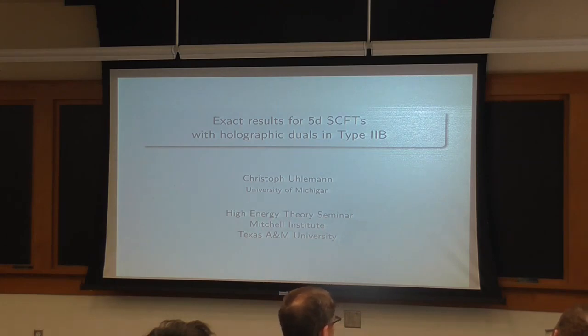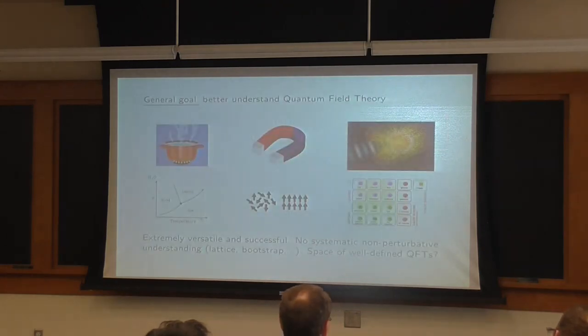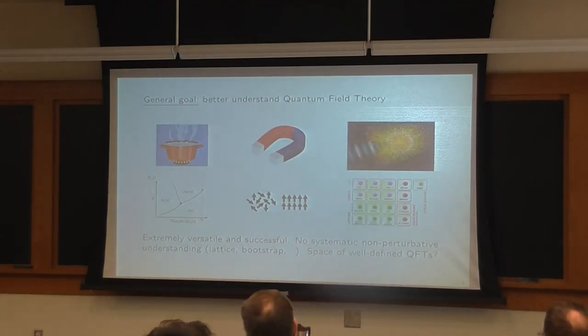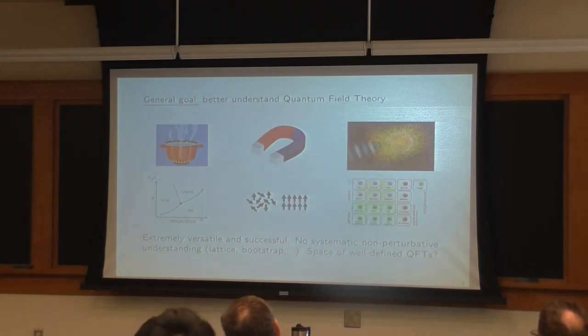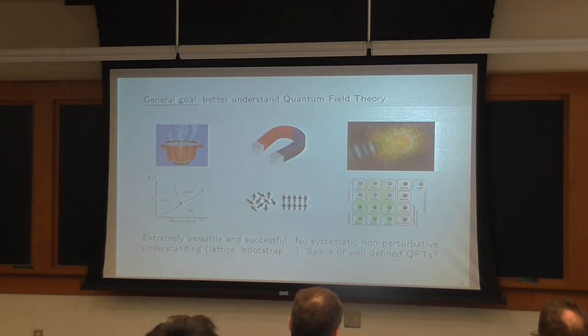And before jumping all the way into it, I want to talk a little bit about the general scope of ideas. So the general goal is to better understand quantum field theory. I think we all know and appreciate that this is an extremely versatile and successful tool, which has lots of very precise and accurate predictions. But what we're lacking is a systematic and analytic understanding of quantum field theory at the non-perturbative level.